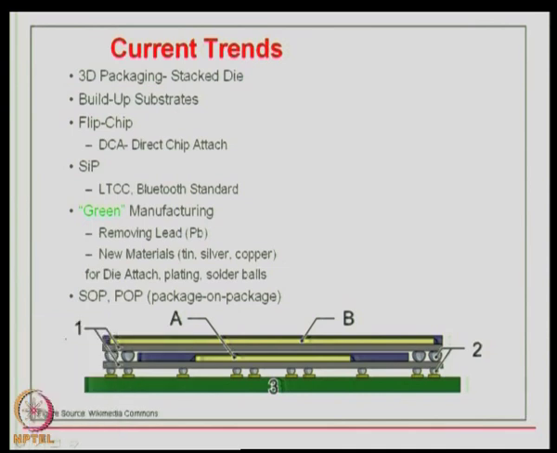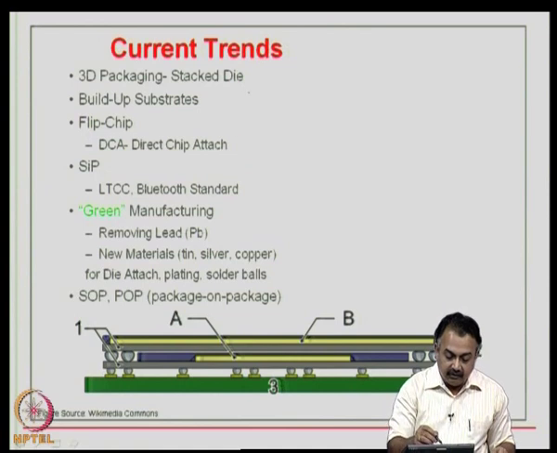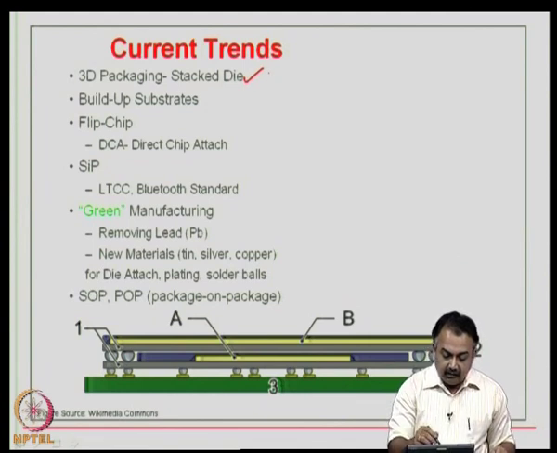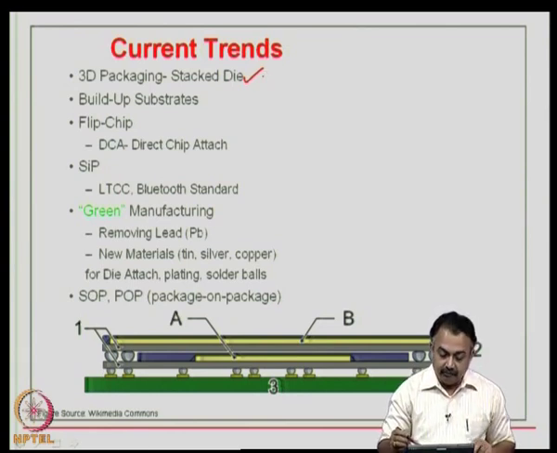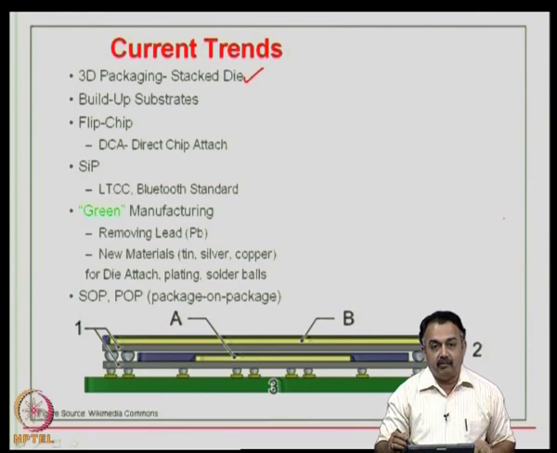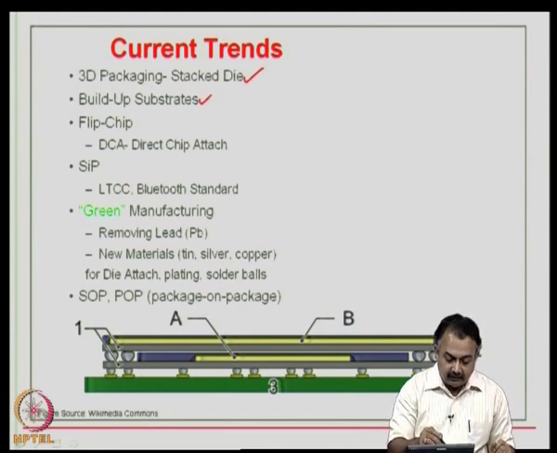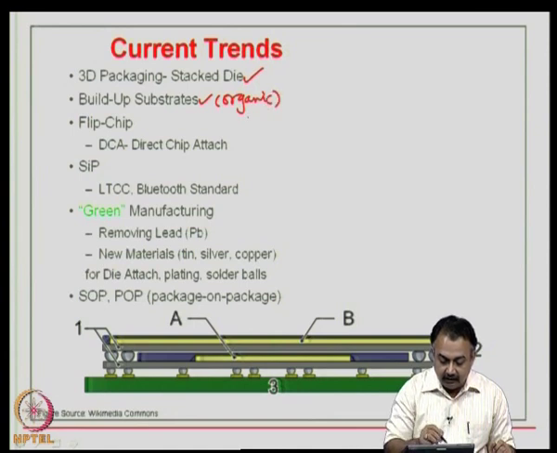So, if you look at system and package, for example, you can see that there is a stacked die structure. Now, stacked die involves a lot of care in choosing the die size and the type of interconnect that you will establish between the various chips that you are using. Then you have build up substrates, typically in organic, and in ceramic also you can have build up.